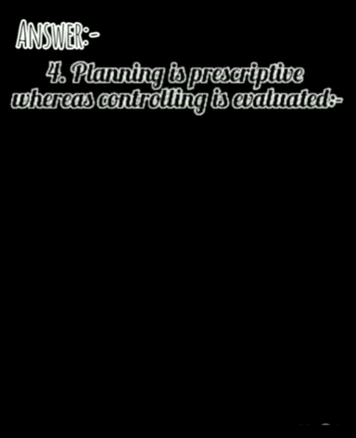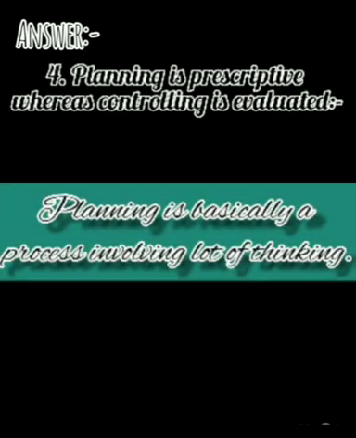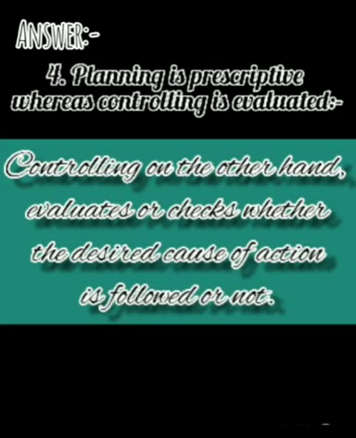And lastly, planning is prescriptive whereas controlling is evaluative. Planning is basically a process involving a lot of thinking. Controlling, on the other hand, evaluates or checks whether the desired course of action is followed or not.